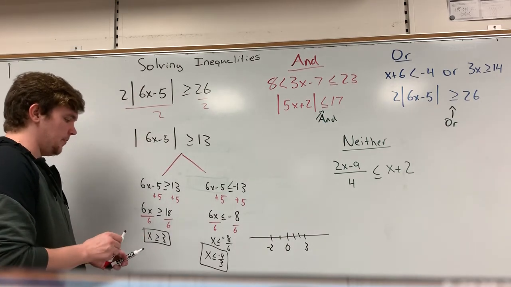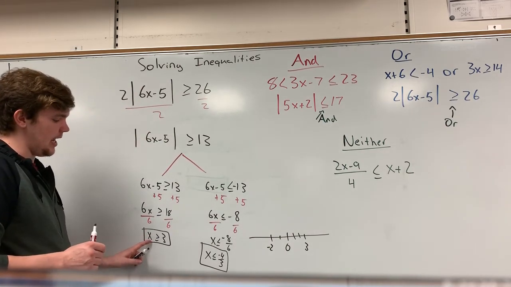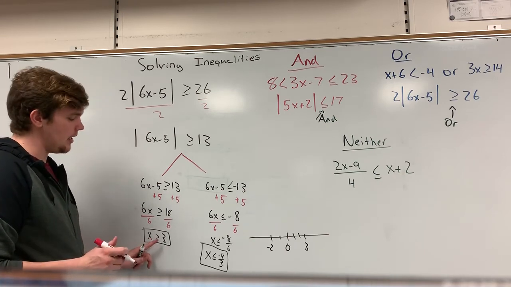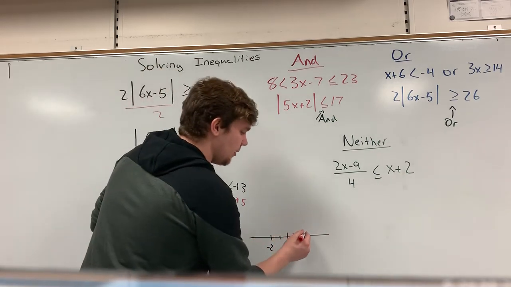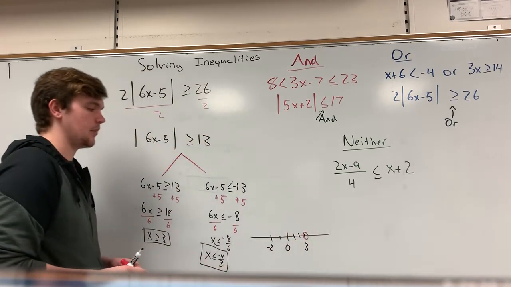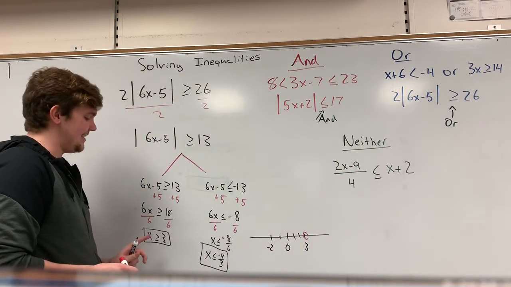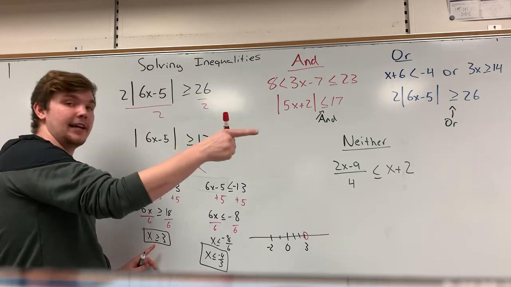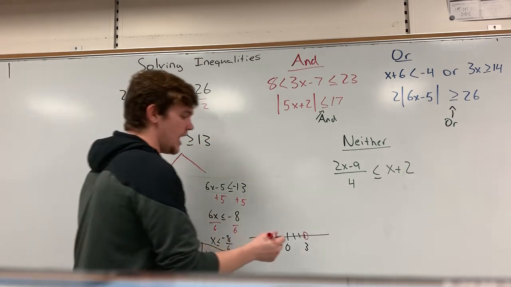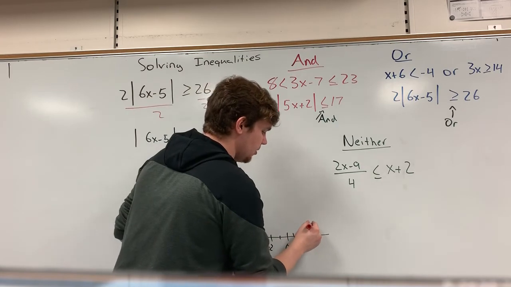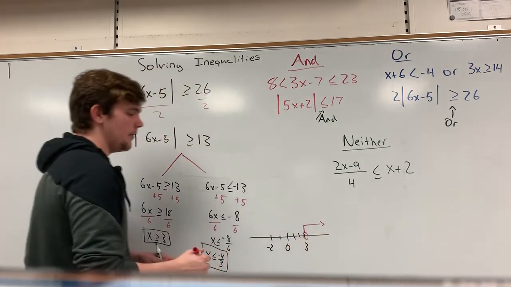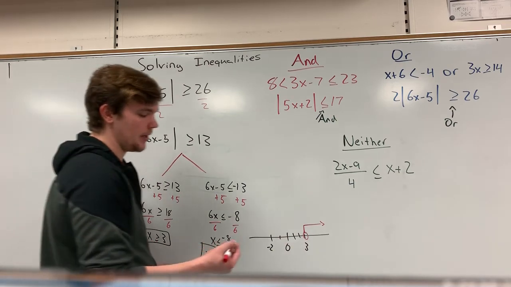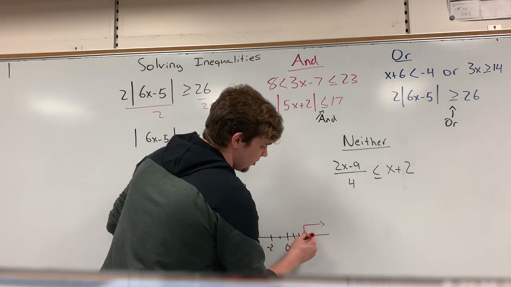I'll start with x is greater than or equal to 3. I'm going to need a point at 3. Since x is greater than, I'm going to go to the greater than side, which is to the right, everything that's bigger than 3. And then let's not forget, since this is or equal to, I'm going to need a filled in circle.